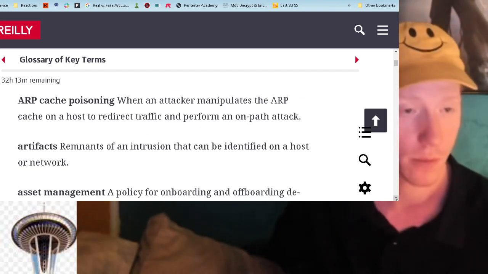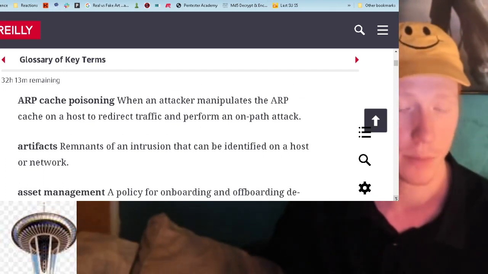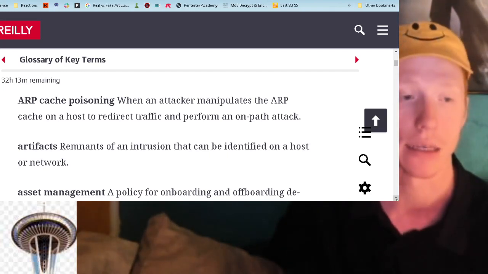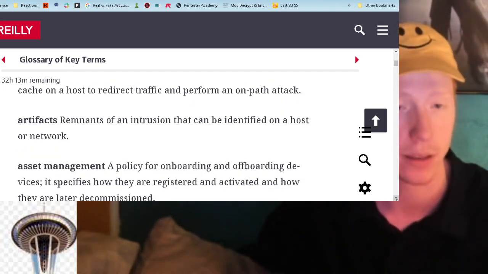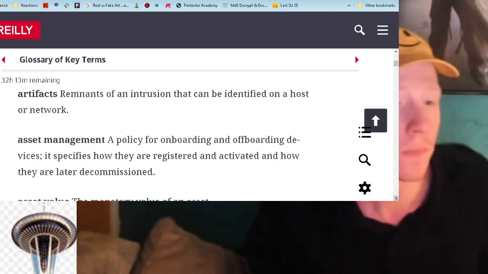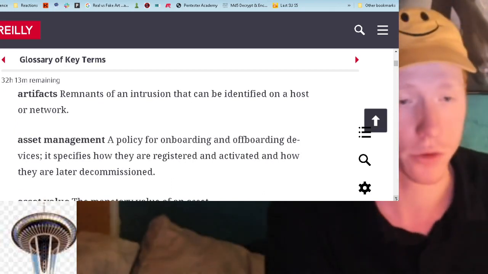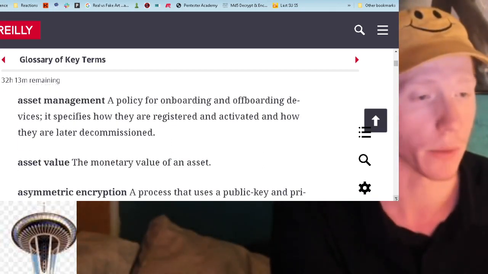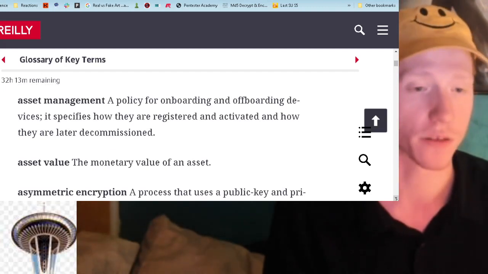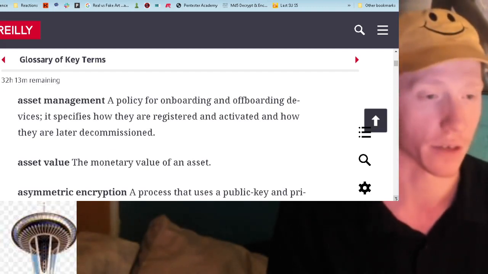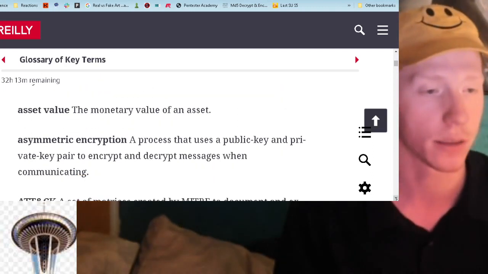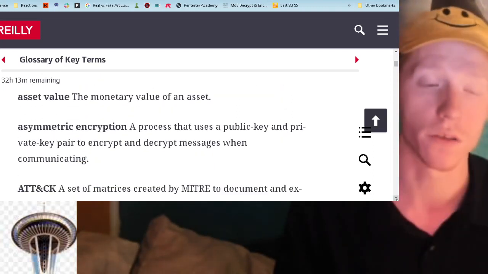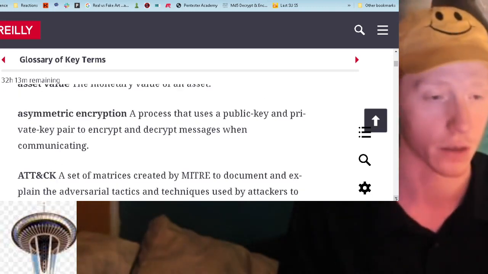ARP cache poisoning is when an attacker manipulates the Address Resolution Protocol cache on a host to redirect traffic and perform an on-path attack. Artifacts are remnants of an intrusion that can be identified on a host or network. Asset management is a policy for onboarding and offboarding devices. It specifies how they're registered and activated and how they're later decommissioned. Asset value is, of course, the monetary value of an asset.